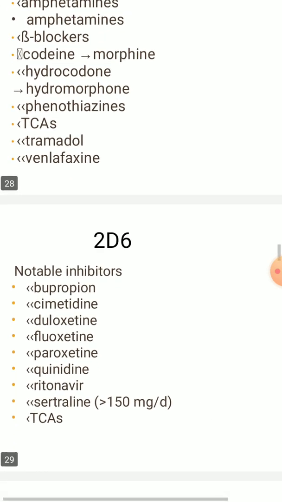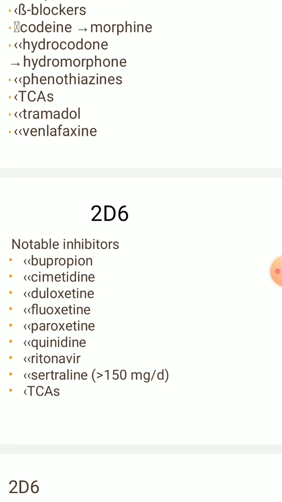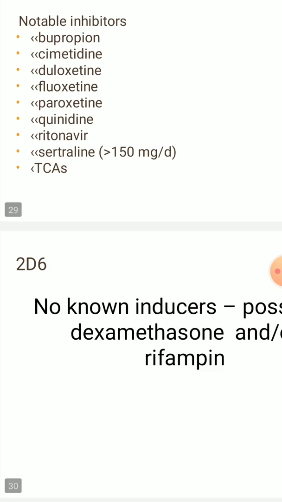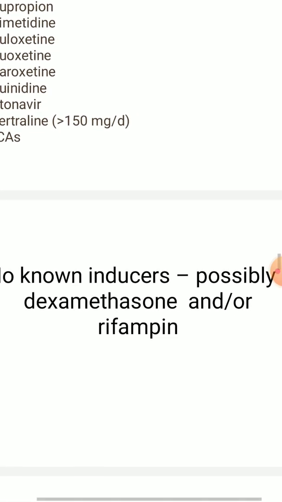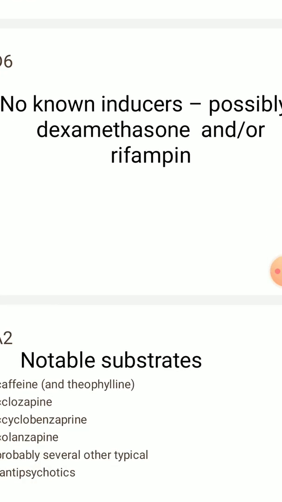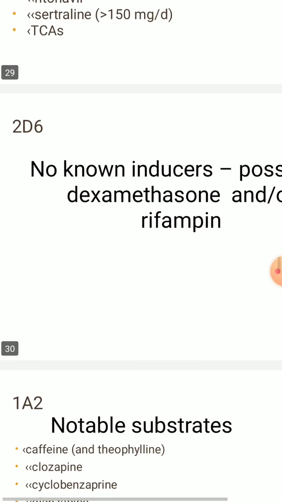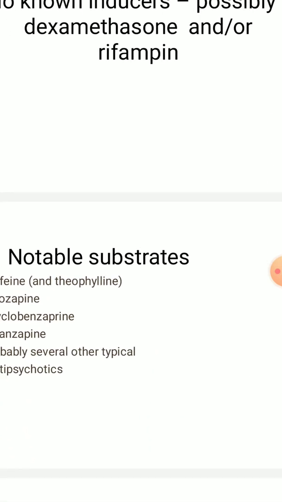Notable inhibitors, if you come across: bupropion, cimetidine, duloxetine, fluoxetine, paroxetine, quinidine, ritonavir, sertraline, and TCAs. Approximately sertraline at greater than 150 mg per deciliter is going to work as an inhibitor on the 2D6 enzyme. Coming to the inducers noticed till now on 2D6, possibly dexamethasone and rifampin. There are no known inducers which are going to act.